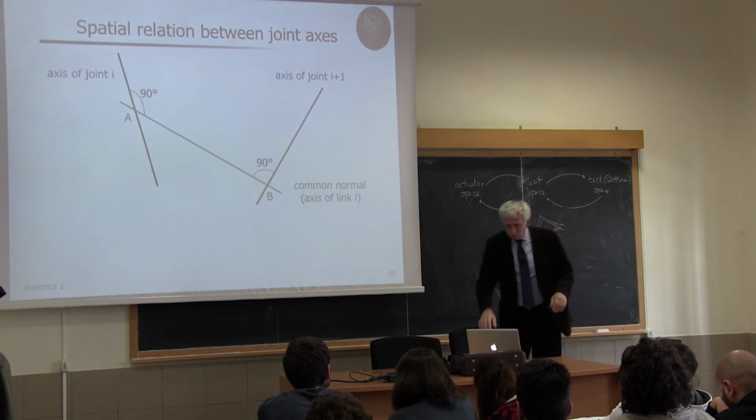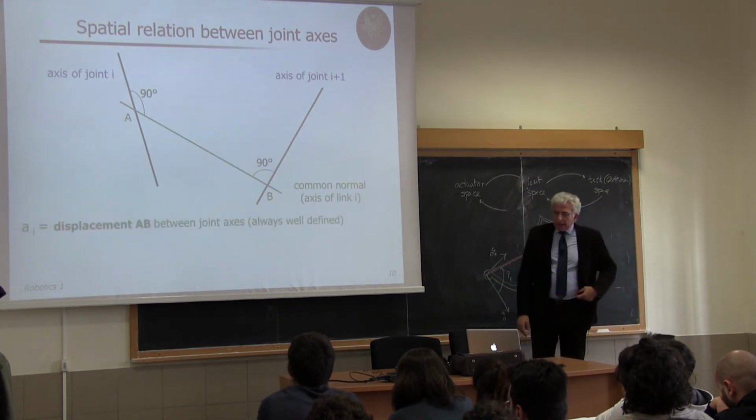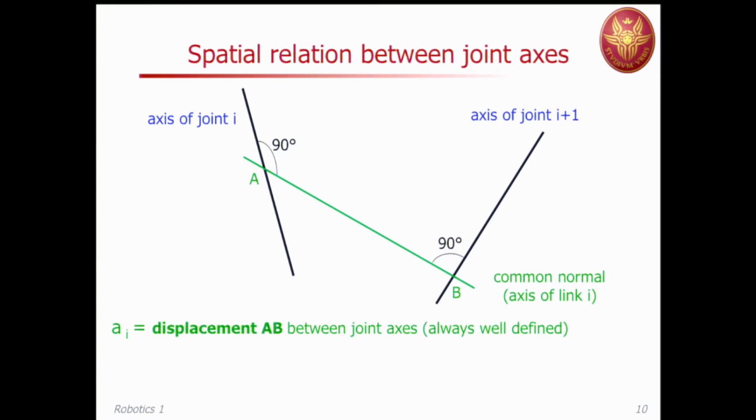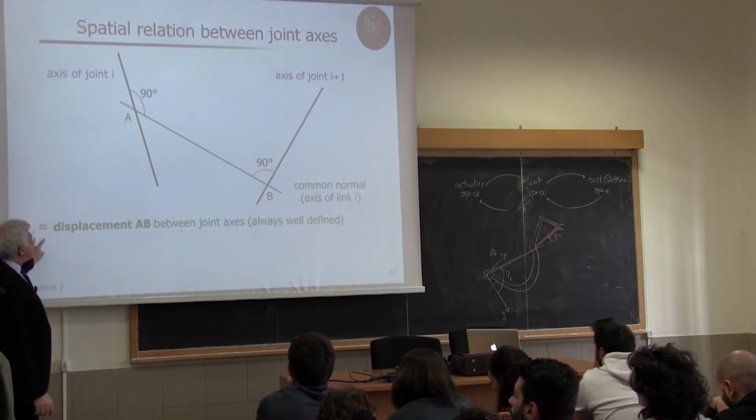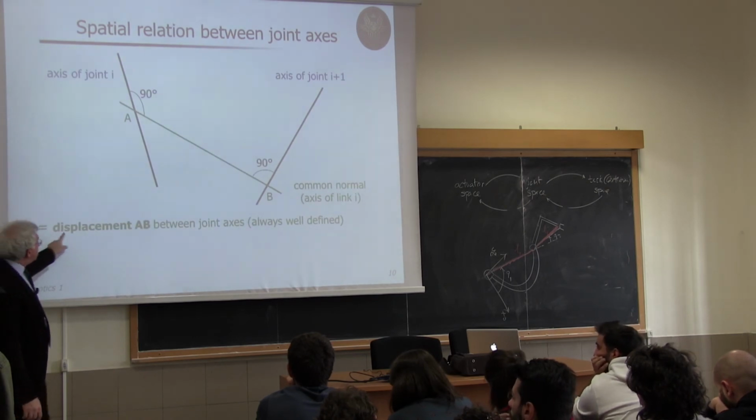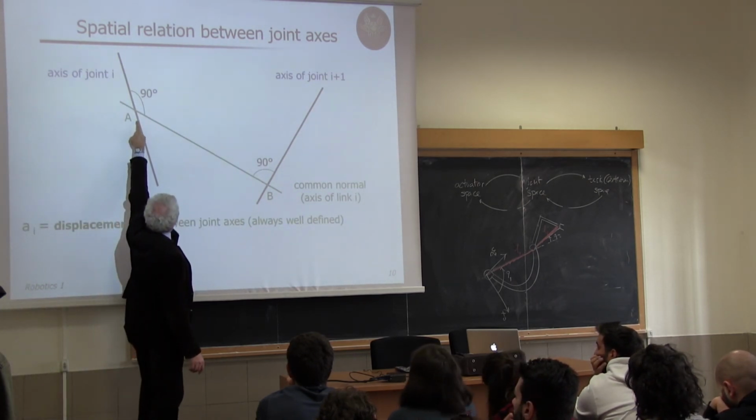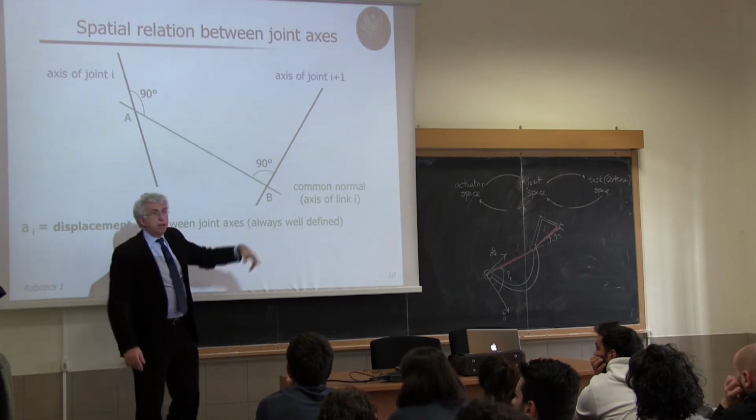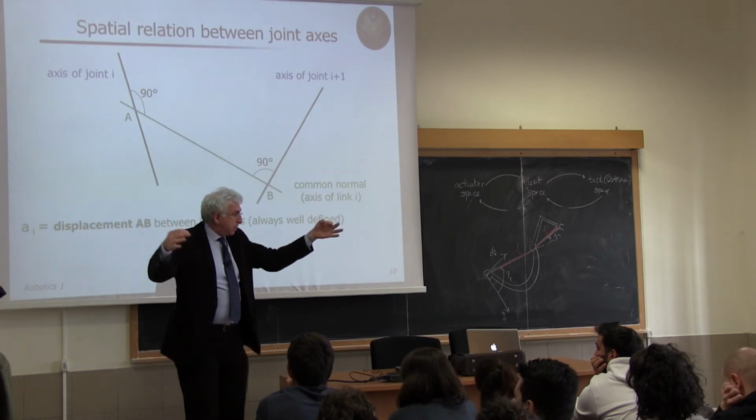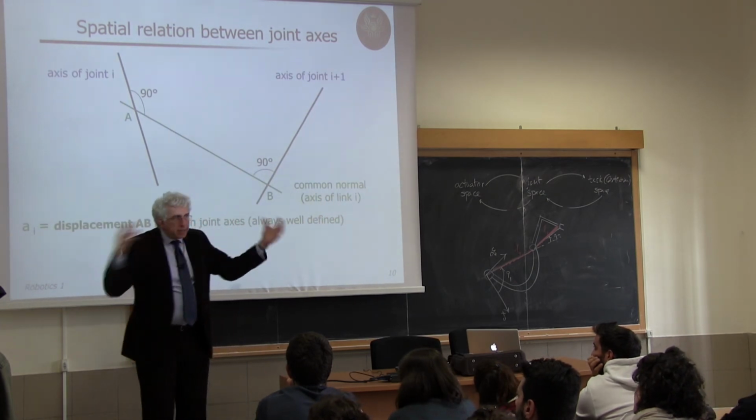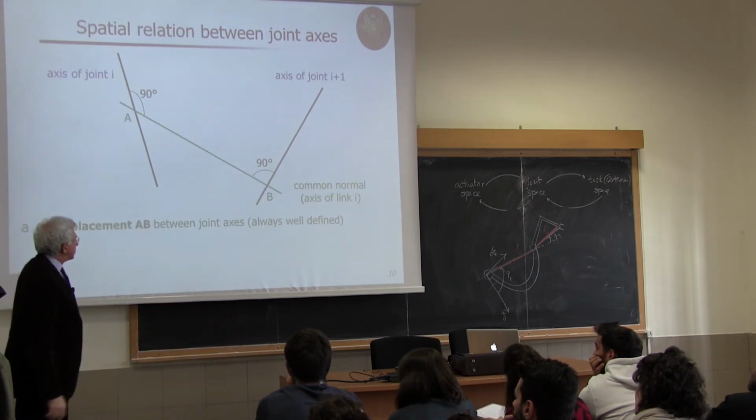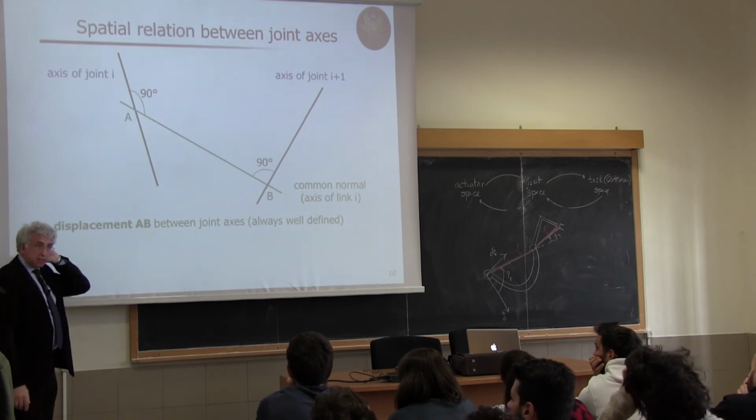So this is what we need, and we will call this distance, since we are talking about passing from joint I to joint I plus 1 with link I, A_i. It's the displacement from A to B if we have only one A and one B, so if this is the generic skewed case. Otherwise, whatever the distance, this displacement is always well defined.